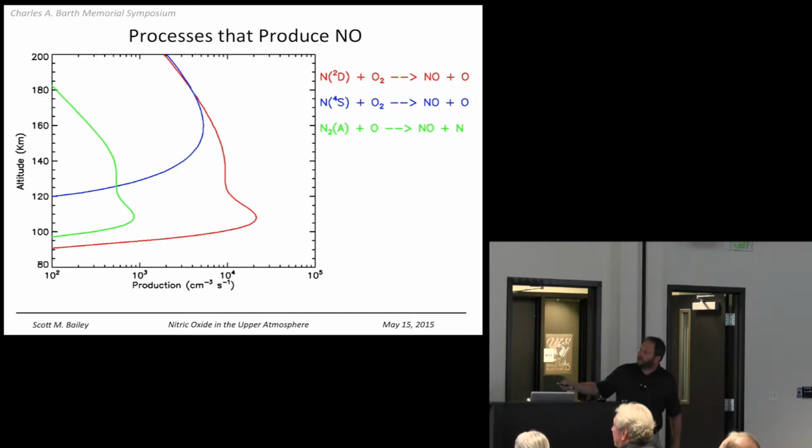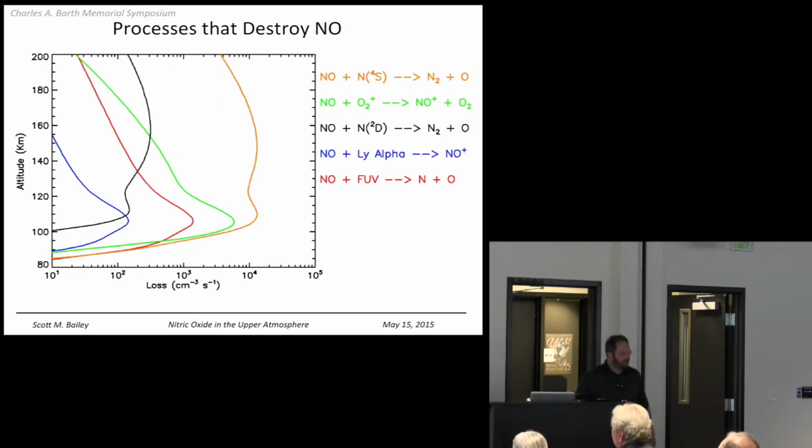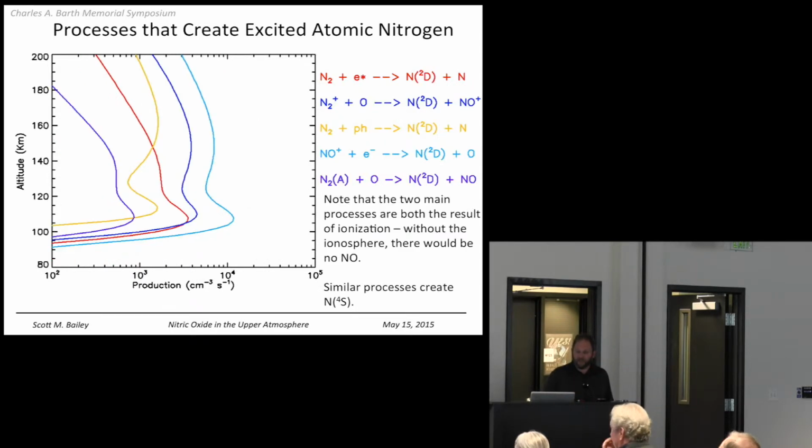Again, the processes that most make nitric oxide are atomic nitrogen reacting with O2. At high altitudes, the N-quartet-S is an efficient producer of nitric oxide, but mostly it's the N-double-D, the excited. The loss of nitric oxide is predominantly the process up top, reaction with N-quartet-S. And again, how do you make that N-quartet-S? That's solar energy ultimately as well.